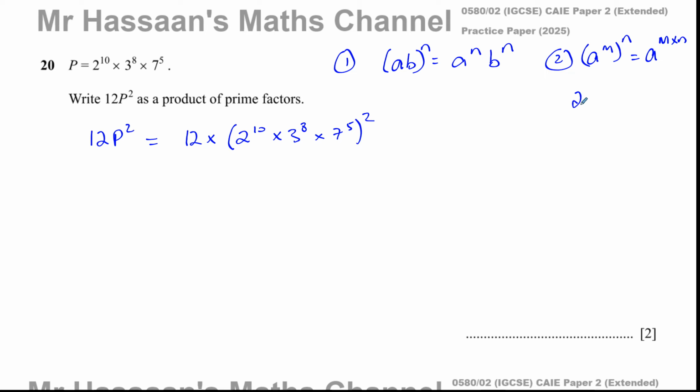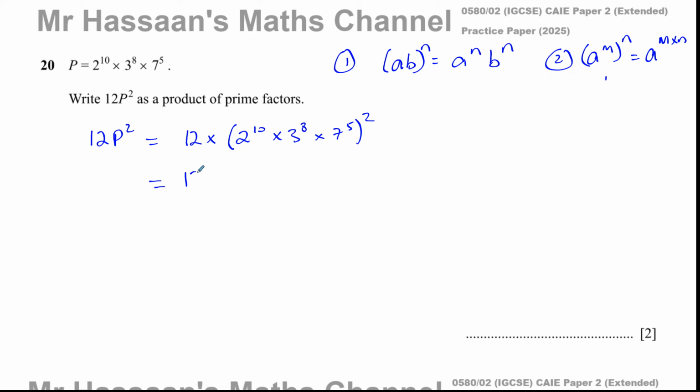For example, if I had 2 to the power of 3, to the power of 4, this is going to be 2 to the power of 12, 3 times 4. Why? Because it's like 2 cubed times 2 cubed times 2 cubed times 2 cubed, which is 2 cubed to the power of 4. As you can see, there are 4 threes, which is 12. So that's the reasoning behind it. These two rules are what we're going to use to solve this problem.